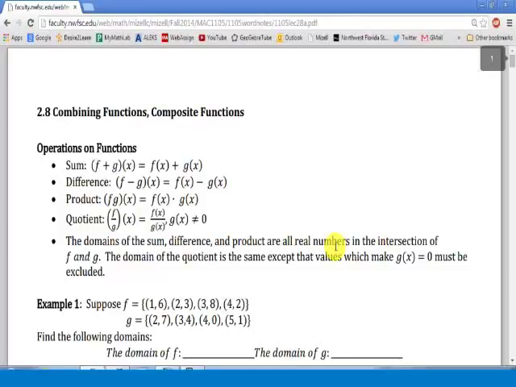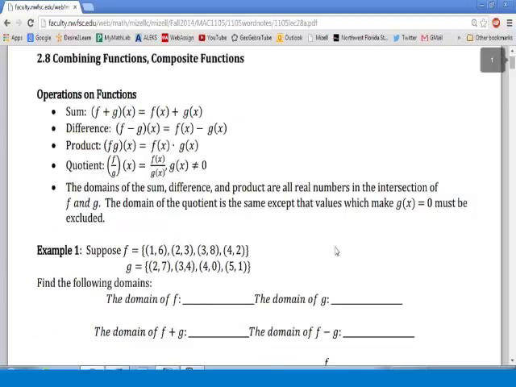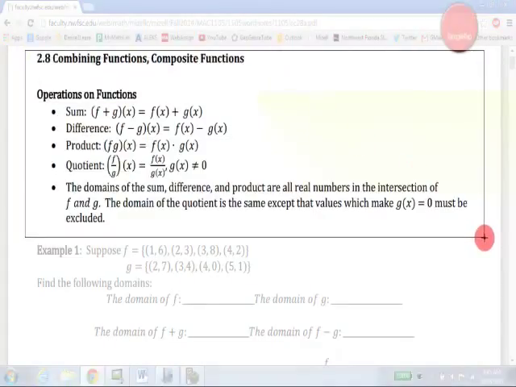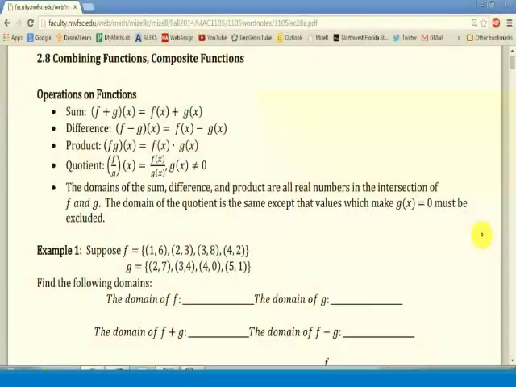Combining functions, for the sake of time, I think I want to skip this very first example. I've done it many times, I could probably find a good video of it that I could send you a link to. But we'll give the definition, and then we'll look at the typical types of problems that you would expect either in ALEKS or on the test. Example 1 I don't think is going to be one of them.